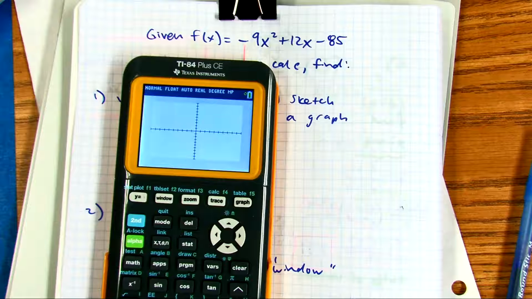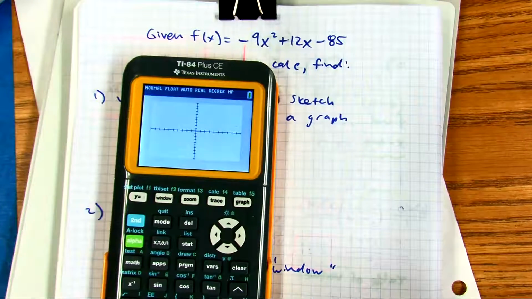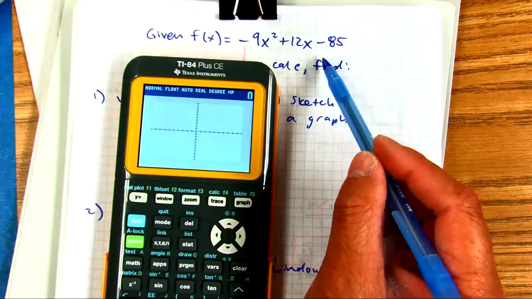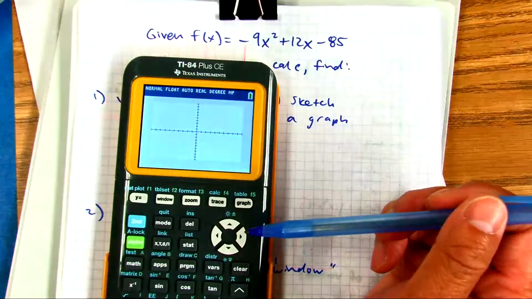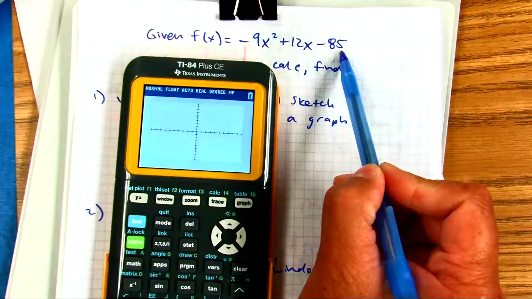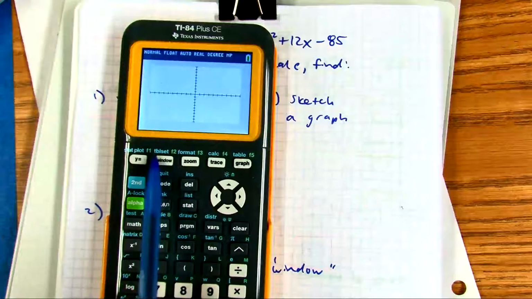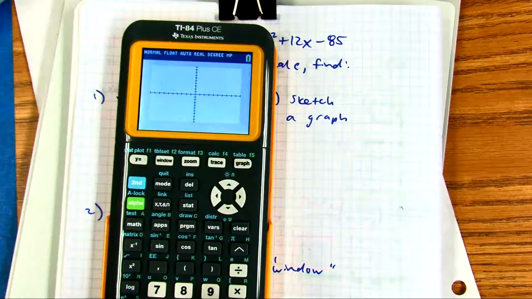Oh no. Our calculator's broken. But class, think about this. You said what family was this? How does it open? Down. And where's the y-intercept? Negative 85. So it's below our graph. Does that make sense? So here, this is where you're going to have to change the window.